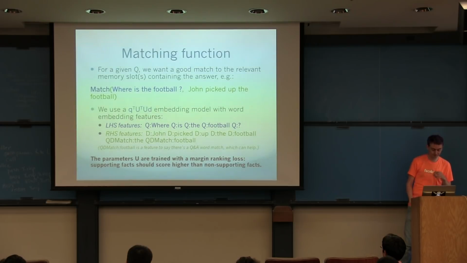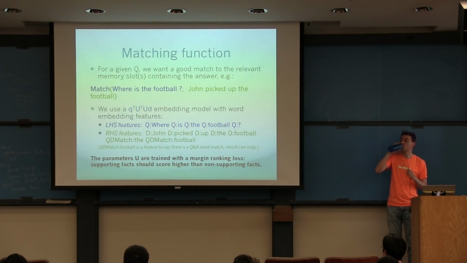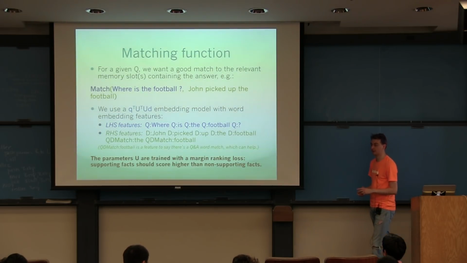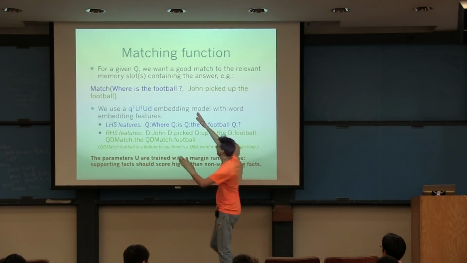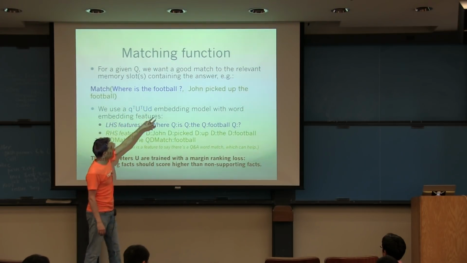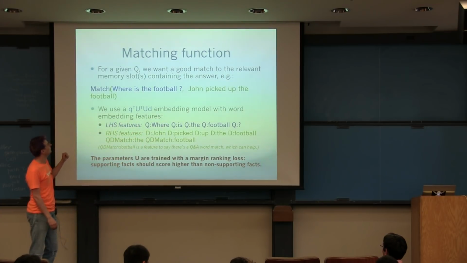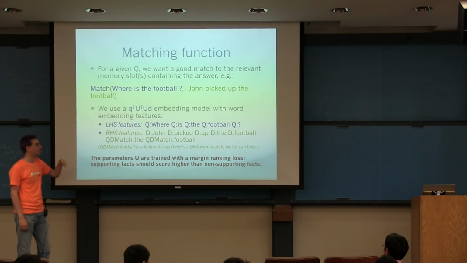But yeah, so onto the matching function. Here we're using basically an embedding model. So we use a bag of words on both sides, both sides of this matching function, where I mean the two arguments. So for example, if you're matching "where is the football" as the question to one of the possible memories, "John picked up the football," this would be a good match in this case, right? Obviously, modulo the time aspect, which I'm going to talk about in a second.